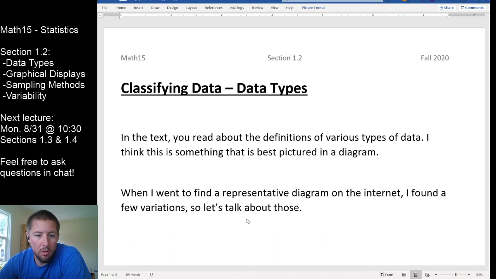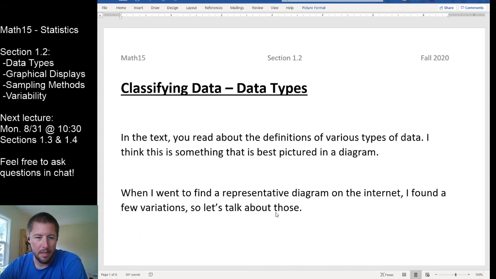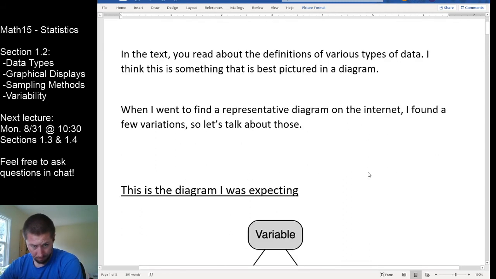So rather than make my own, since I know there's probably a billion out there on the internet already, I went to search for one, and I actually found a little bit more variation than I was expecting in the types of display representations that I was seeing. I guess people are classifying data very slightly differently. I want to show you what I was expecting to see, and then I want to show you some other interesting things that I think are worth mentioning.